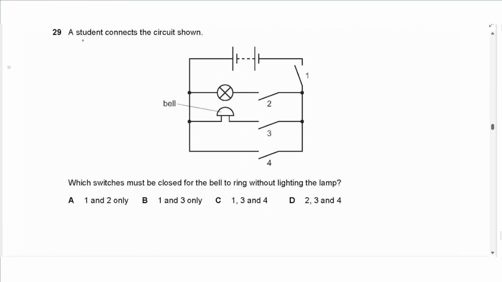Question 29 says a student connects the circuit as shown. Which switches must be closed for the bell to ring without lighting the lamp? So we need the current to move in this direction only without passing through the lamp. So switch 1 must be closed, switch 2 must be open, so the current does not pass through the lamp, and switch 4 must be open, so it does not short circuit. Switch 3 must be closed, so the bell rings, so the current passes through the bell. So it's only 1 and 3, so the answer is B.